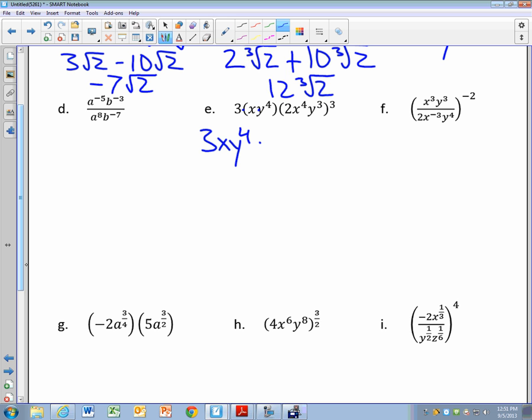But these parentheses are extremely important because that exponent is going to operate on the rest of it. Okay? And so I'm going to have this 2x to the fourth and y to the third, all to the third. Now, if I raise an exponent to a power, what do I do? I multiply.